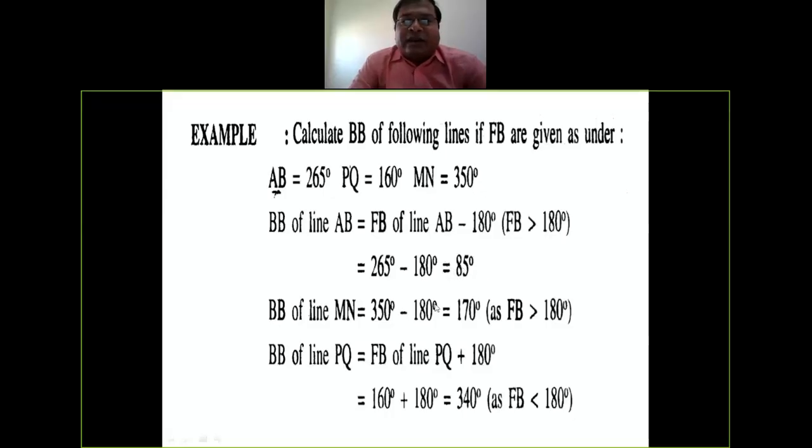In the same way for MN, a 350 degree bearing is given. Calculate the back bearing, what do we have to do? Write it this way: back bearing of line MN is equal to forebearing of line MN, which is given as 350, and again this value is greater than 180, so you just deduct 180, you will get your answer, 170. Then in this example, 160 degree is given, the forebearing is less than 180 degree, so here you have to take the plus sign. So the back bearing of line PQ is equal to the forebearing of line PQ plus 180. You just add the value, you will get your answer. So this is a very simple example.